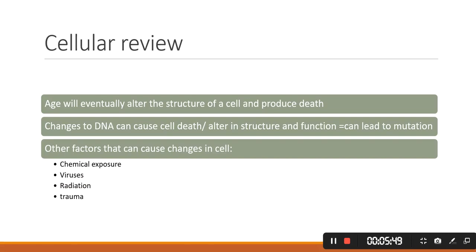What are the other factors that can cause changes in the cell? There is chemical exposure, there are viruses, there is radiation, and there is trauma. All these factors can cause changes in the cell, like in the DNA material also. Viruses like EBV, hepatitis B, and HIV all cause DNA changes. Radiation, of course, we know can cause DNA changes. Any trauma or chemical exposure can also cause problems to the cell.